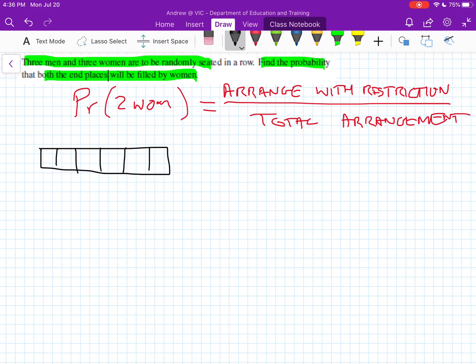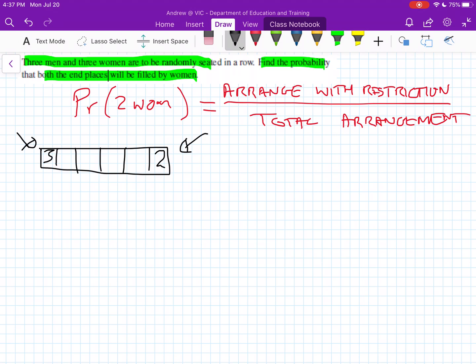So first we need to break down how many women can sit in this first chair that's at the end. So a woman has to sit there. There's 3 women, so we have 3 possible outcomes. Now 1 woman's already sitting there, so now we're going to look at the other end. We have 2 women left that can fill this spot here, and that's where our restrictions end.